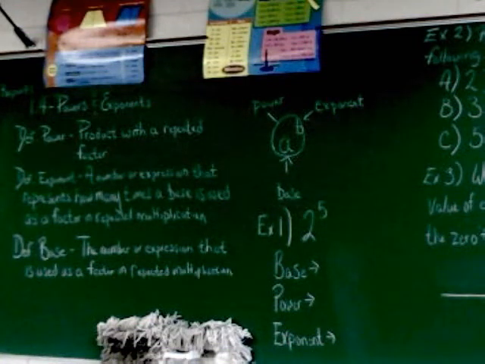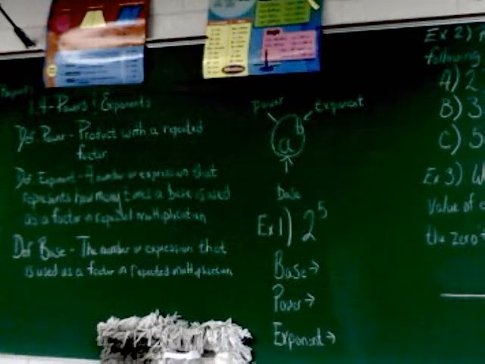Welcome to a presentation of Chapter 1, Section 4 in McDougal Littell's 8th grade textbook entitled Powers and Exponents. There are three definitions today. The first one is the definition of a power. A power is a product with a repeated factor.